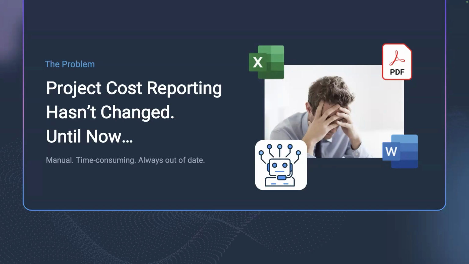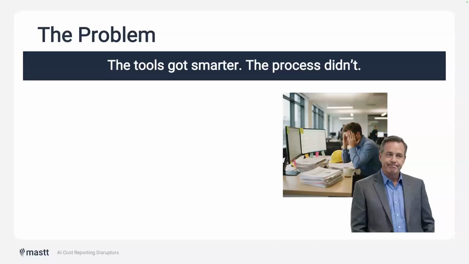So you're pulling data, you're formatting it, you're double checking it every month. And for what? Potentially something that might not actually be accurate and might not be telling the full story. So let's unpack a bit of the problem with project cost reporting.